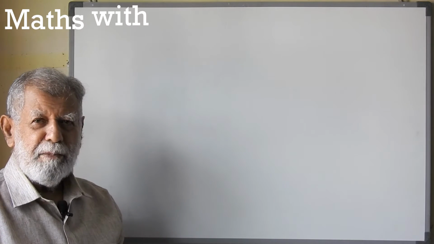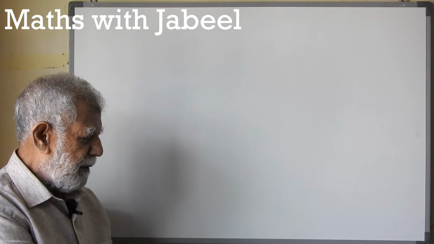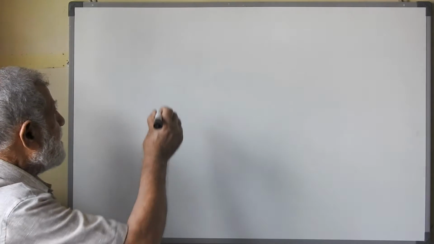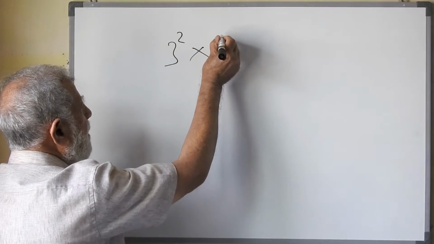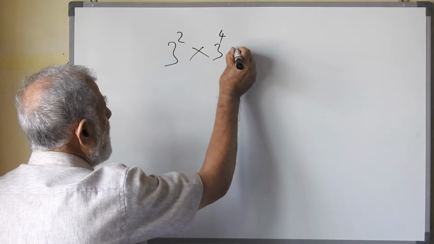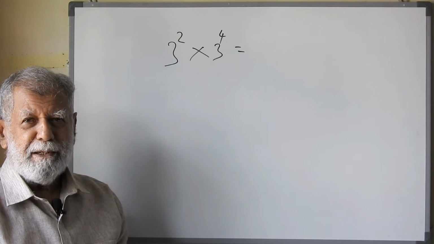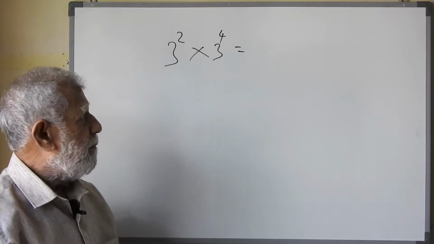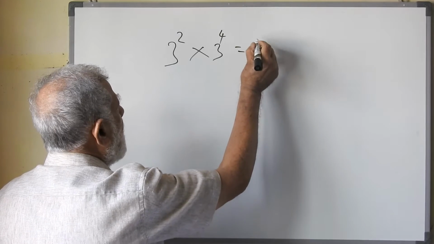I can remember in my last lesson we did indices and we came up to multiplication of indices. We came across something like this: 3 to the power of 2 into 3 to the power of 4. That is equal to, now, what we learn is that when we multiply, we add the indices. So this is 3 to the power of 6.